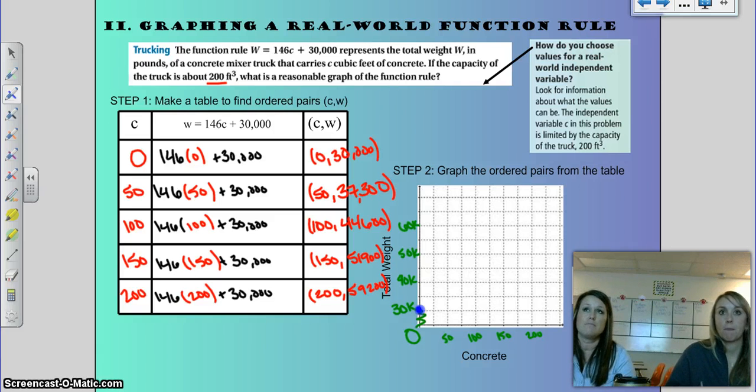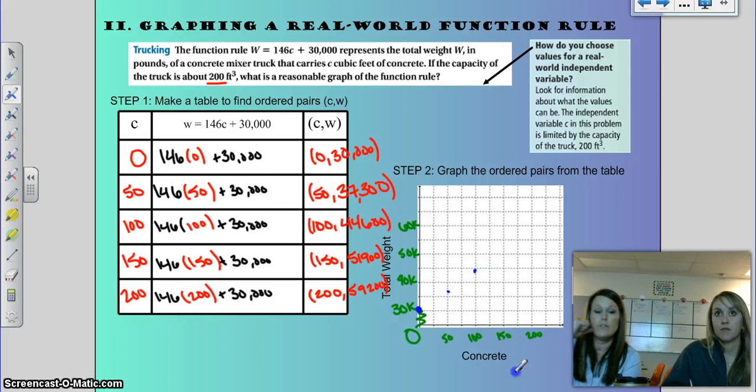So I can imply that if I have no cubic feet of concrete in my truck, the truck weighs 30,000 pounds. Then 50 cubic feet makes my truck now weigh 37,300. About here, because this line would be 35, so it'd be a little above it. Then 44,600, so right below the next one, in between 40 and 50. Then 51,900, just a tad bit above 50.